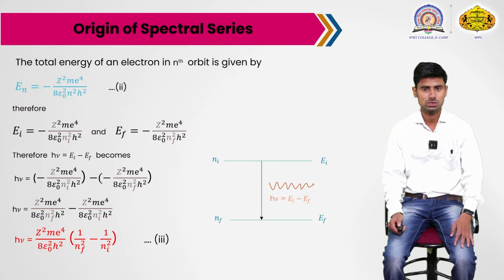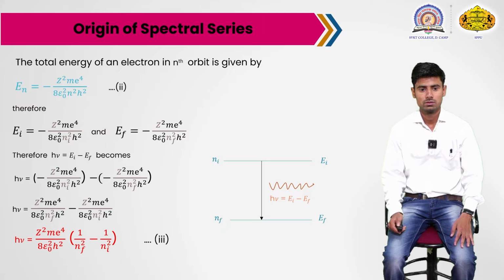And now we know from Bohr's third postulate that h nu equals Ei minus Ef, and that equation will become h nu equals minus Z square m e power 4 divided by 8 epsilon 0 square ni square h square minus Z square m e power 4 divided by 8 epsilon 0 square nf square h square, and that difference finally will give rise to the expression h nu equals Z square m e power 4 divided by 8 epsilon 0 square h square, and in brackets we will have 1 by nf square minus 1 by ni square, which you can see in equation number 3.